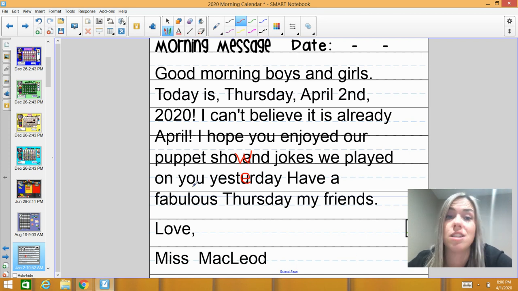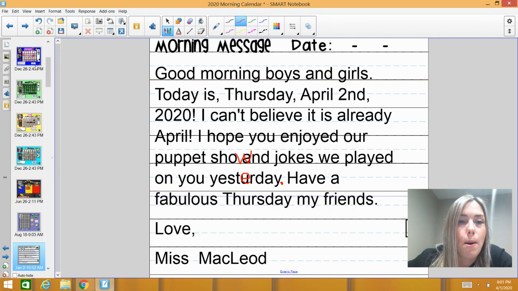Now, this last mistake is not a spelling mistake. There is something wrong with the sentence, and there's a really super big hint. And the hint is this capital letter. If you didn't find it, you could probably find it now. If you see a capital letter like this, and it's just a random word like have, that tells us it's the start of a new sentence, which means we need a period at the end of yesterday to make have a fabulous Thursday, my friends, a new sentence. Good job if you found that. I bet you Lucas found that one.